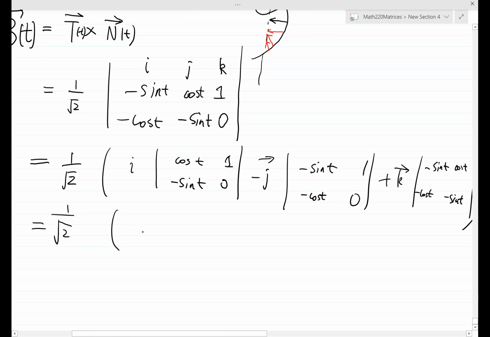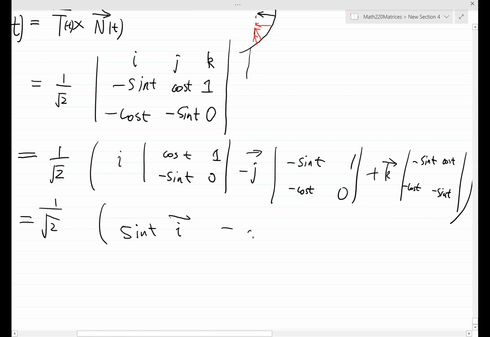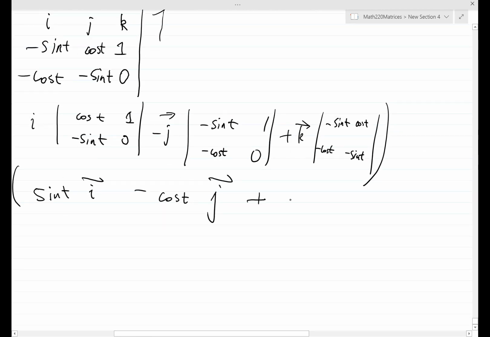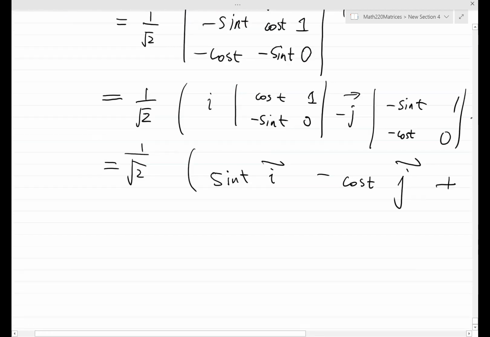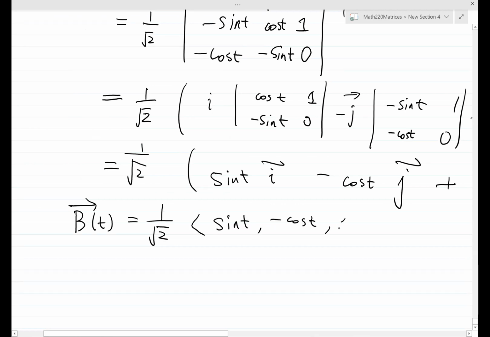So this is 1 over root 2. The i component is negative sine minus negative sine, so sine t i. The j component is minus cosine t j. And the k component is sine squared plus cosine squared, which is 1. So this is the binormal vector B(t): 1 over root 2 times sine t, negative cosine t, 1. Then we are done with the binormal vector for this example.